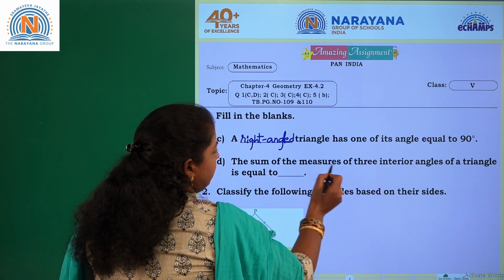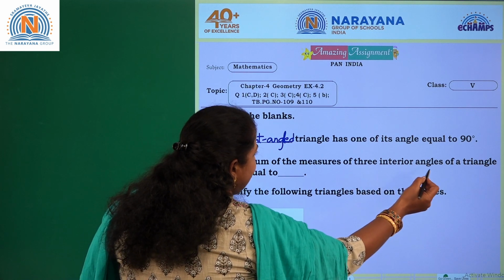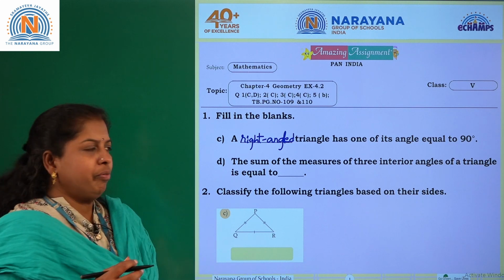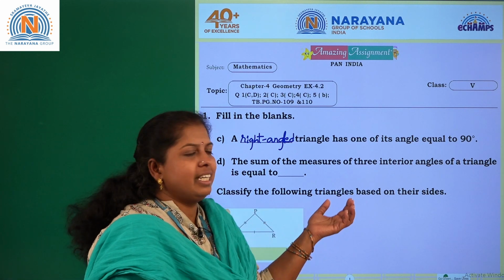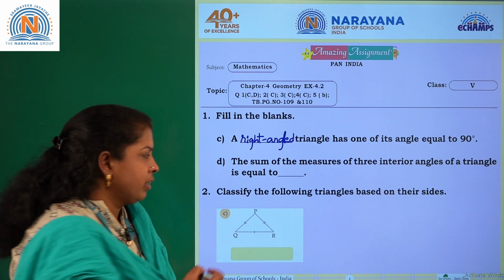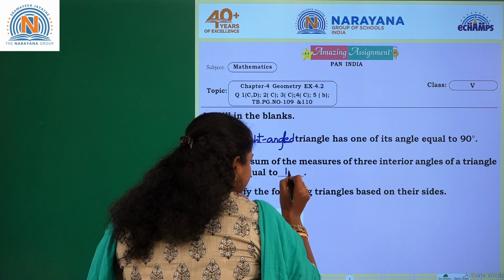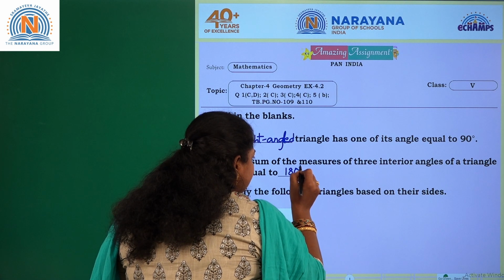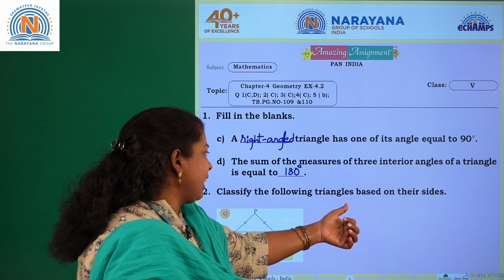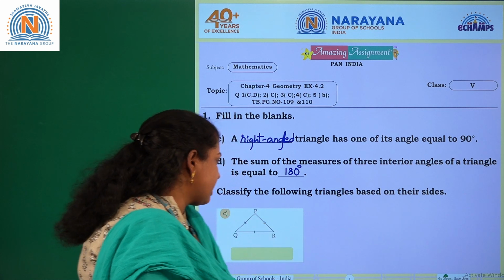The sum of the measures of the three interior angles of a triangle is equal to. Children, the sum of all the three angles in a triangle is equal to 180 degrees. How many degrees? 180 degrees. Okay, right.